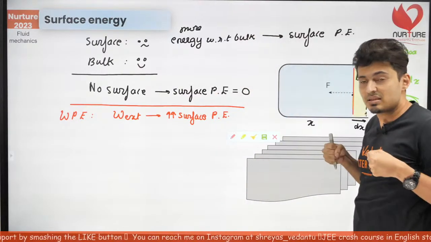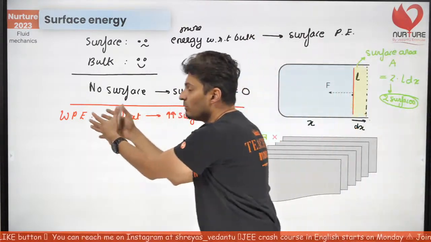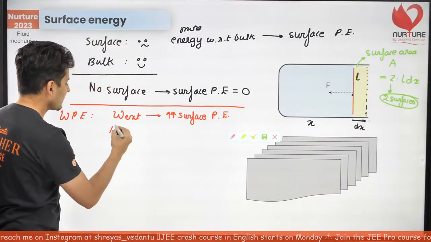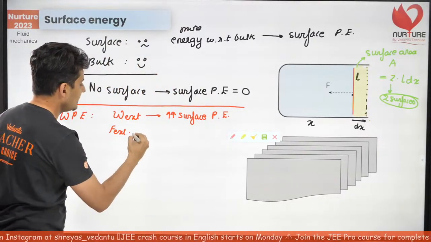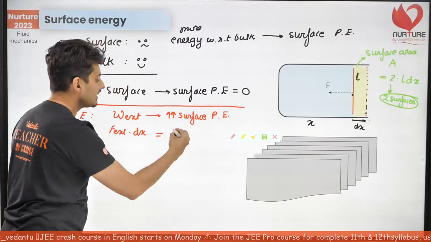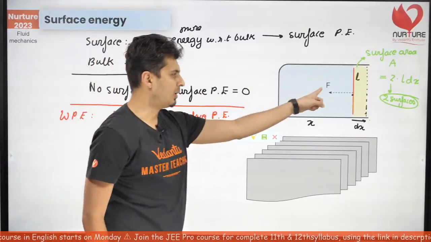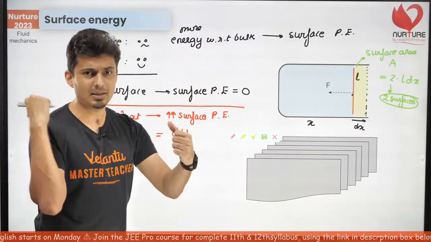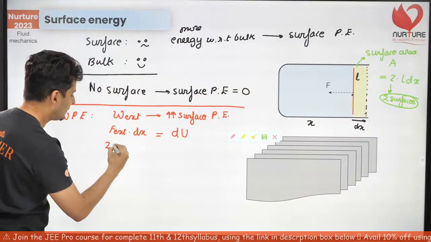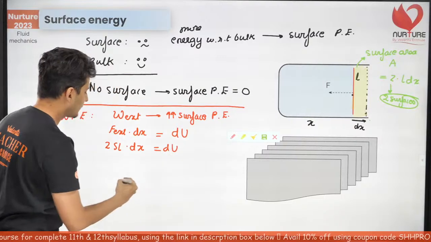So I have increased its surface potential energy by creating the surface by doing some work externally. How much is that work done by the external force? It is the external force into dx. Work is force times dx, and the surface potential energy increase will be dU. What is that force equal to? Obviously that force will just balance the inside force, the surface tension force. So it should be nothing but 2 times SL into dx, which will be equal to dU.